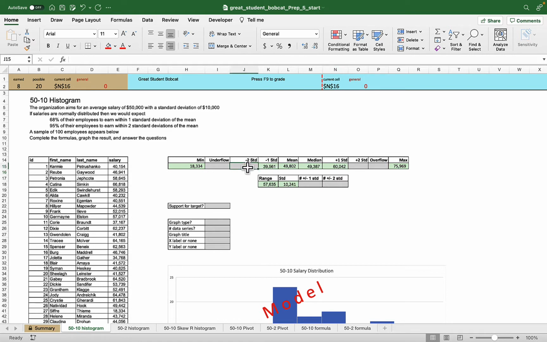Now let's look at two standard deviations. So that's going to be that same mean minus 2 times the standard deviation. And we'll format that. And then we'll go that same mean plus 2 times the standard deviation. Format that as well. And we'll grade again.